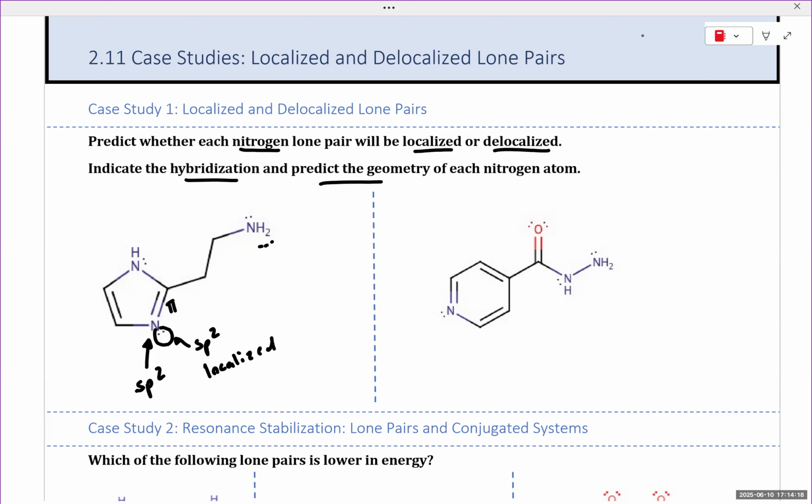By the same token, this nitrogen contains a lone pair. It is sp3 hybridized, but there's nowhere for this lone pair to be delocalized. So this is another example of a localized lone pair. For reference, this sp2 hybridized nitrogen here would be trigonal planar.